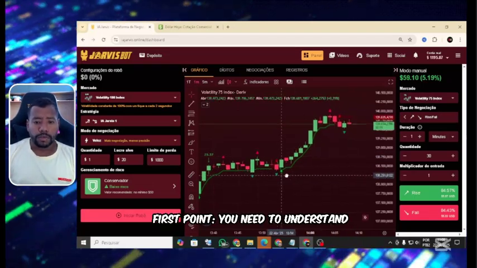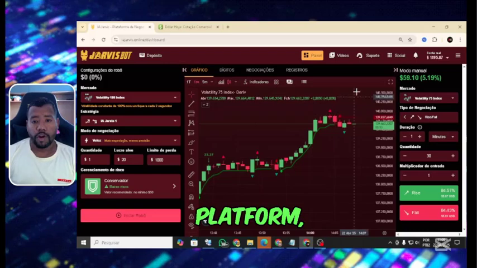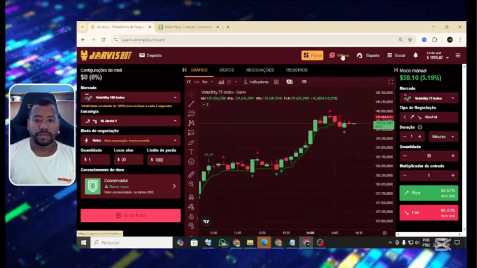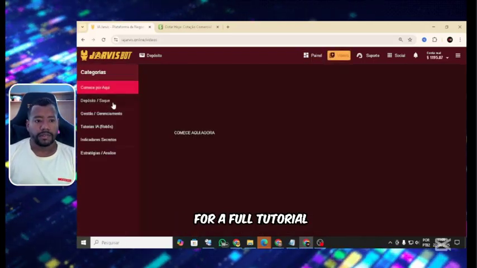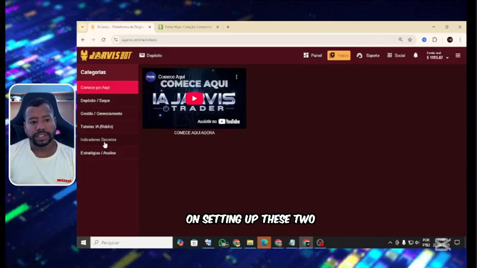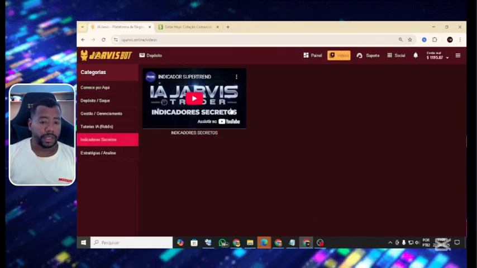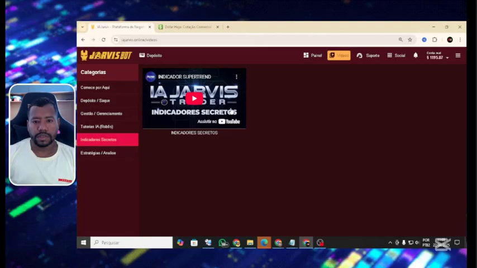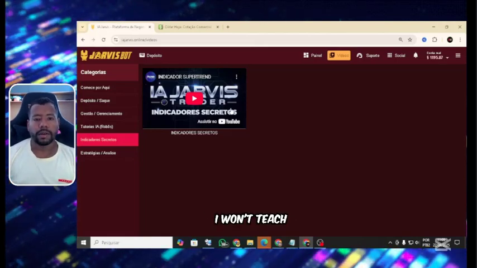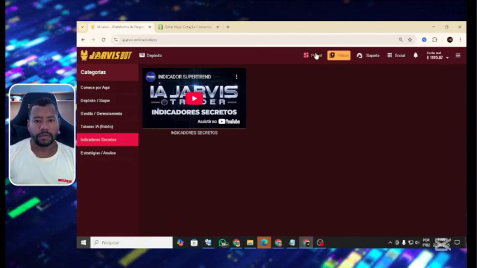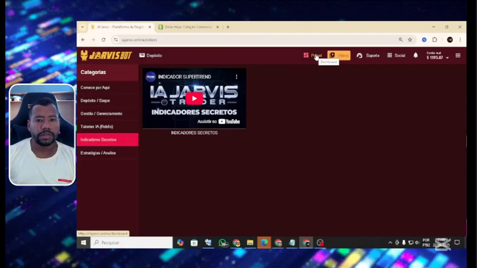First point, you need to understand these indicators. Go to the videos tab, click on secret indicators for a full tutorial on setting up these two indicators. So you need to watch this video. In this tutorial, I won't teach setup, just show the triggers these indicators give for our entries.